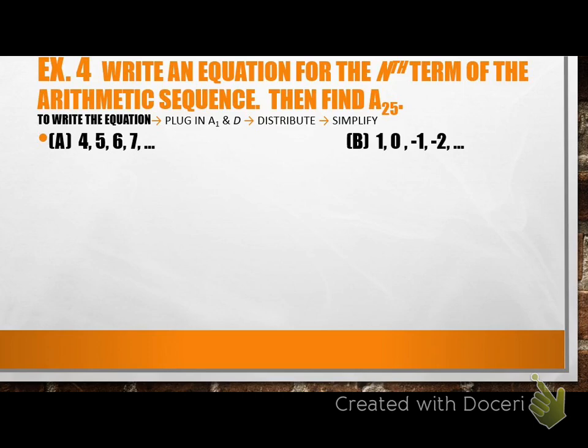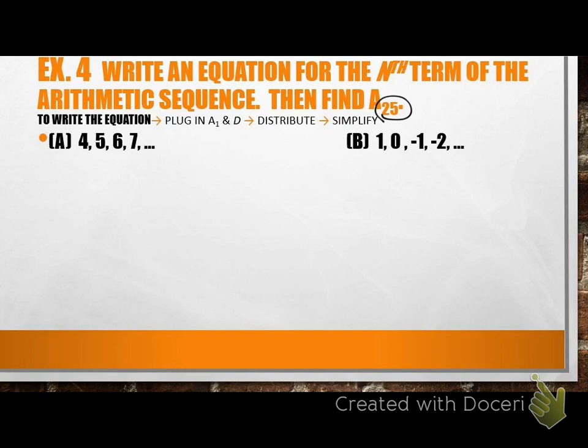Then we're going to find a sub 25. So once we've written the equation, then they're asking us to find which term? If it says a sub 25, they're asking us to find the 25th term. So rather than sit there and do the common difference 20 more times, they're going to have us use the formula to quickly find the 25th term. But we got to write the formula first.